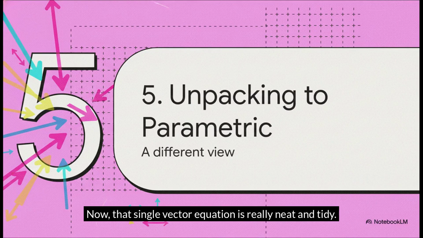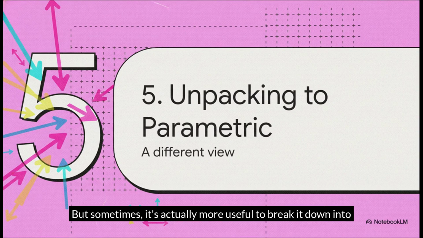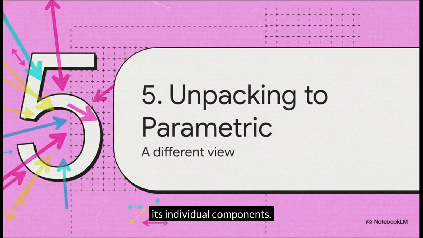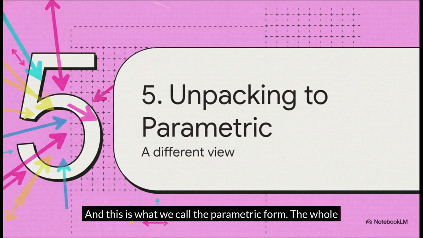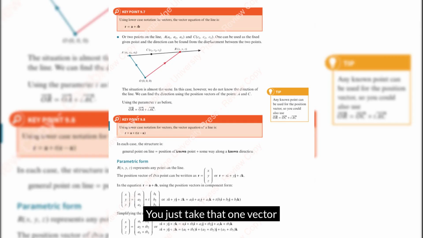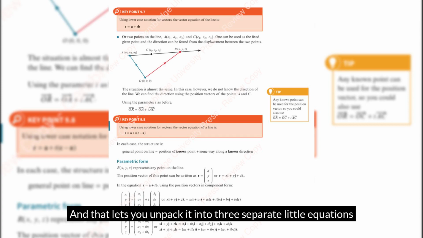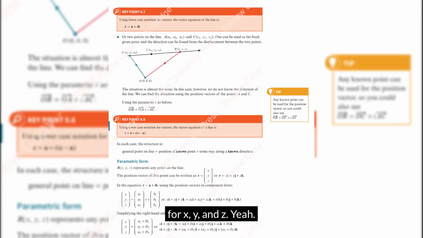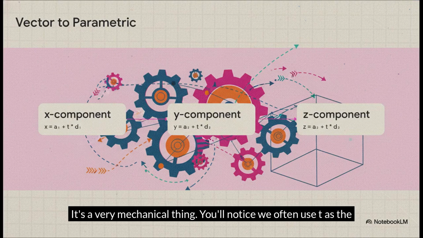Now that single vector equation is really neat and tidy. But sometimes it's actually more useful to break it down into its individual components. And this is what we call the parametric form. The whole process is actually pretty easy. You just take that one vector equation and you look at each component, all the i's, all the j's, all the k's, one by one. And that lets you unpack it into 3 separate little equations for x, y, and z. Yeah, it's a very mechanical thing.